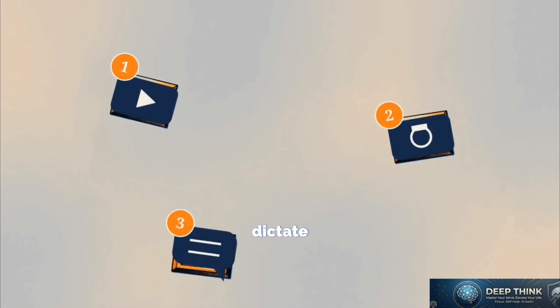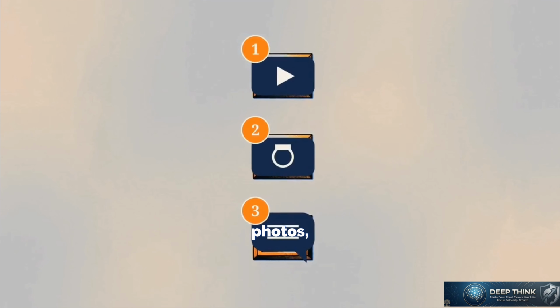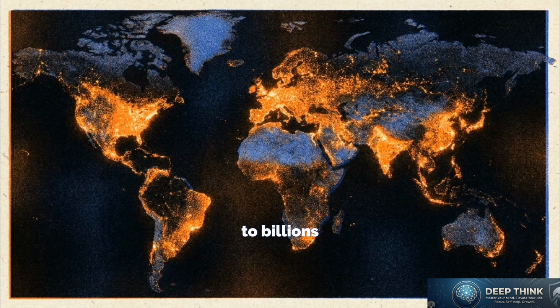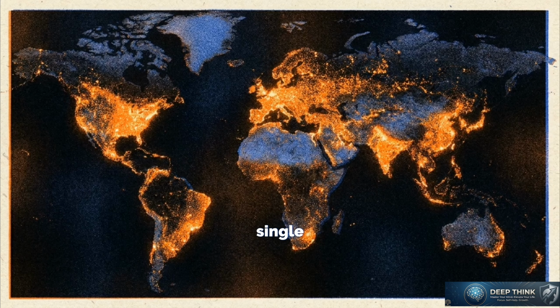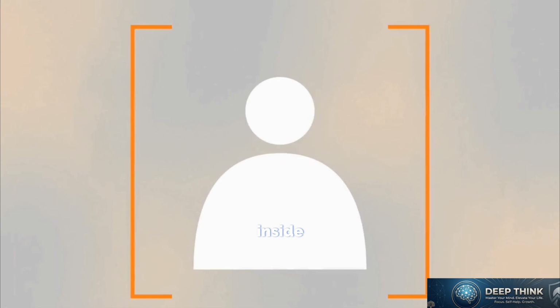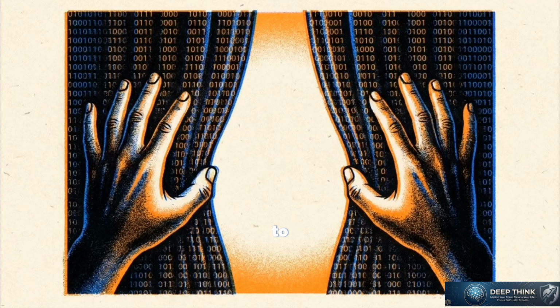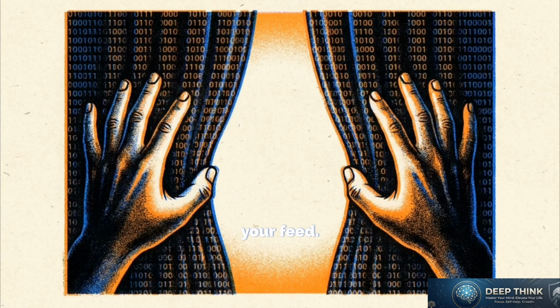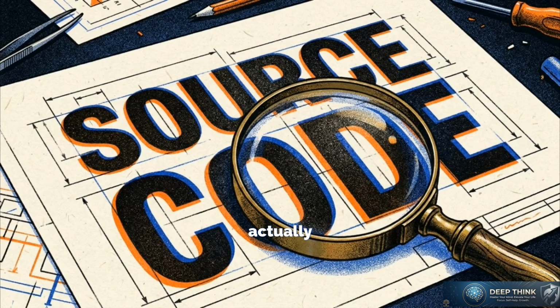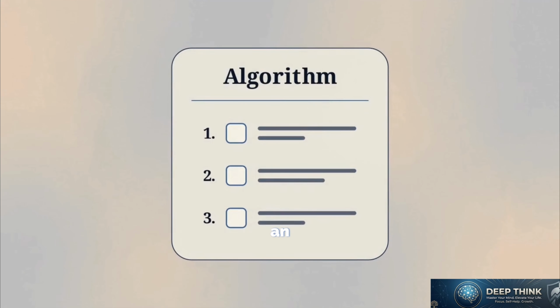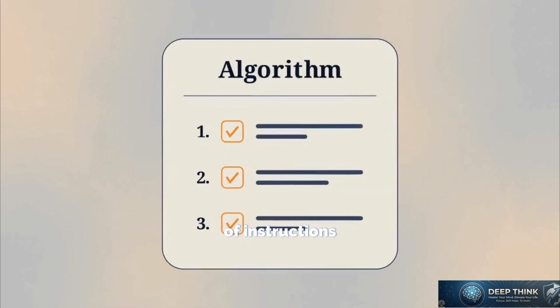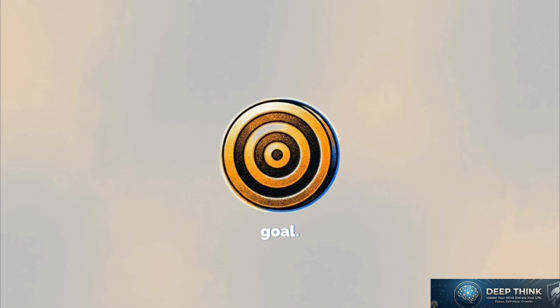These calculations dictate the precise order of videos, photos, and posts shown to billions of people across social media every single day. You are operating inside a mathematical equation. To break out of the loop and take back your feed, you have to look at how the code actually works. At its core, an algorithm is simply a precise, step-by-step list of instructions used to accomplish a specific goal.